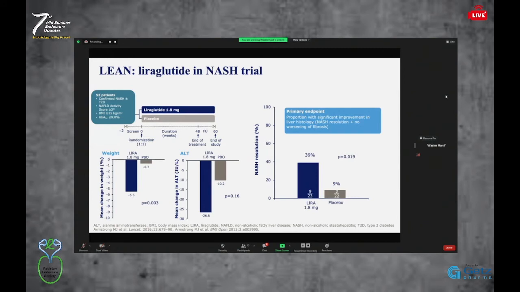The LEAN study was something again done at a center that specifically looked at liraglutide, again a very small trial, but what it looked at was liver biopsy-proven outcomes. It was a proportion with significant improvement in liver histology. All patients had liver biopsy, so this was quite a good study in terms of the endpoint, and it did show either resolution or non-progression of fibrosis in 39% compared to 9%. There was also a weight reduction of about 5%, and the ALTs were down by a quarter.